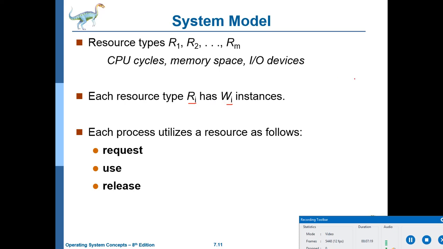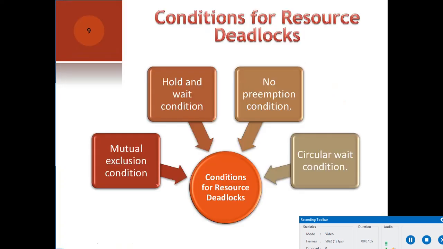That means, for example, we have a resource called printer with the system. If there are 2 printers available with the system, we say that the resource printer has 2 instances. For example, if the system has 3 hard disk drives, the resource type is hard disk drives and the number of instances is 3. Now each process utilizes a resource as follows. First of all, it requests, then it uses, and after using it releases. The last step is done so that the resource is made available to the other processes.